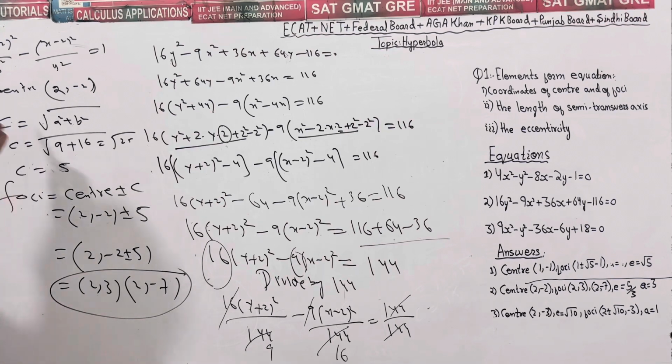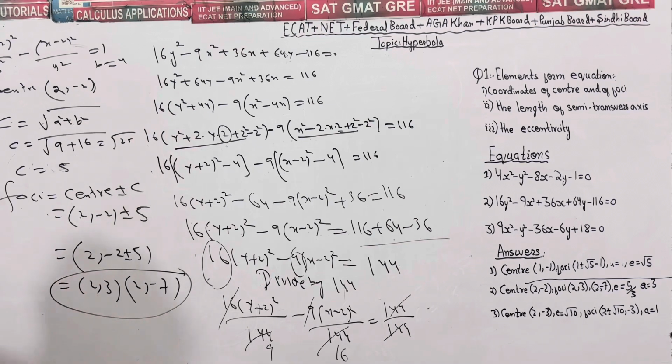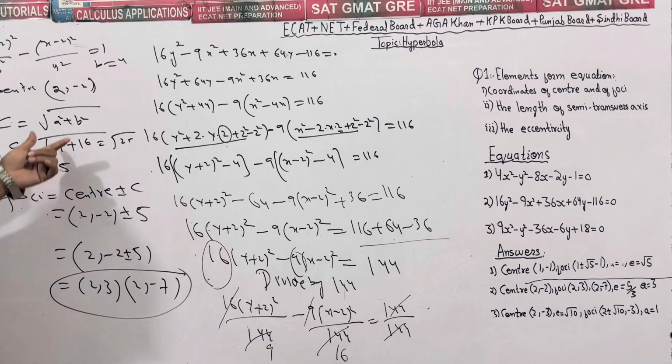The coordinates of the center are as found, the semi-transverse axis is equal to 3 and the semi-conjugate axis is equal to 4. What about eccentricity? Finally, e is equal to c over a, where c is 5 and the value of a is 3. That's greater than 1. That is our answer in that case: the semi-transverse axis, semi-conjugate axis, coordinates of center, coordinates of foci, and the rest.